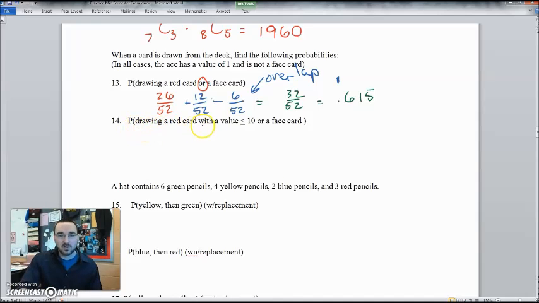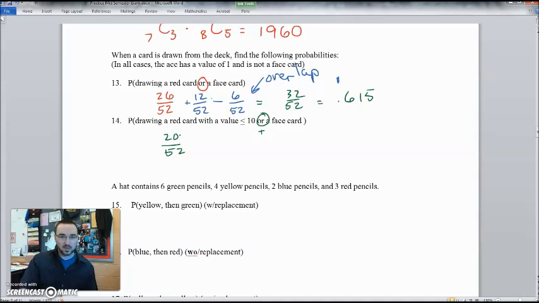Okay, so we have drawing a red card with a value of less than or equal to 10, or a face card. Again, we have this OR statement, so we're going to add. We're looking at drawing a red card with a value that's less than or equal to 10. In our red cards, we have diamonds and hearts, which would make up 26 out of 52. But we want a value less than or equal to 10, so we're just going to get rid of the 6 face cards. So we're going to end up with 20 out of 52 for drawing a red card with a value of less than or equal to 10.